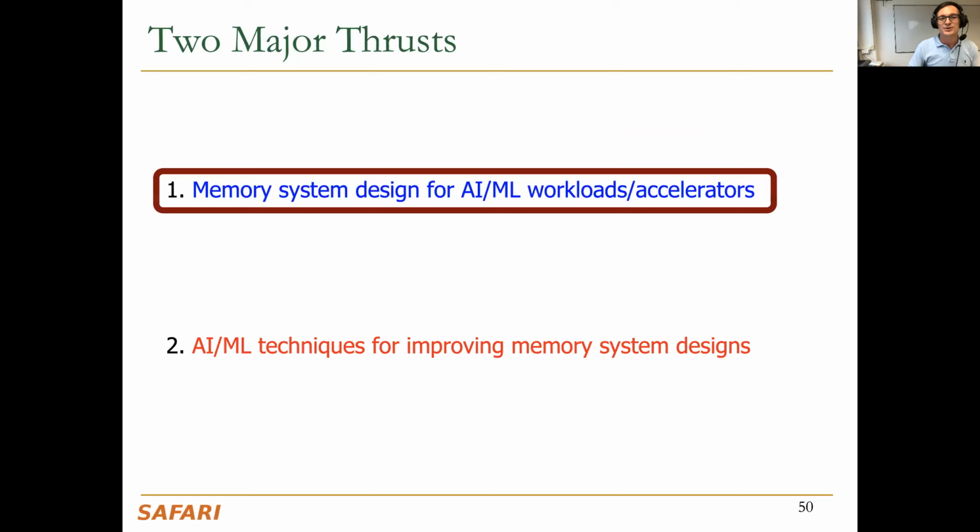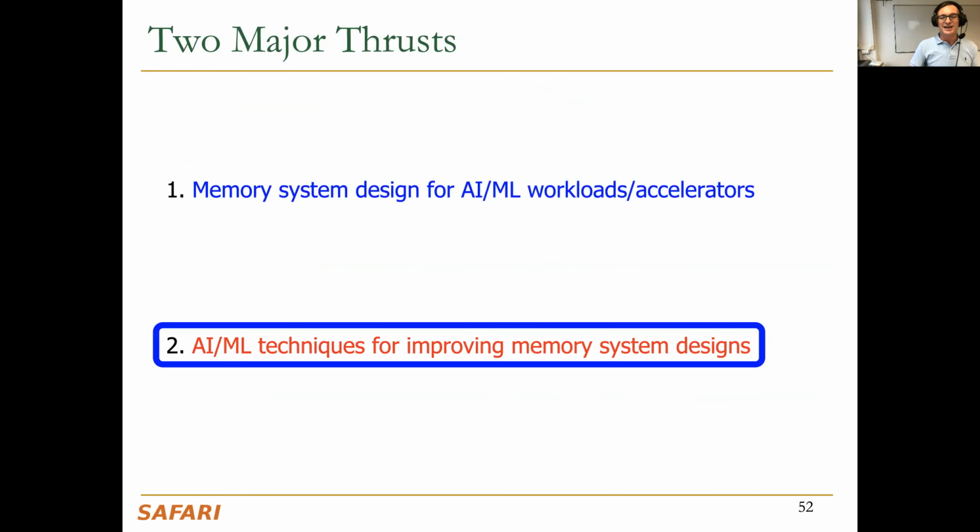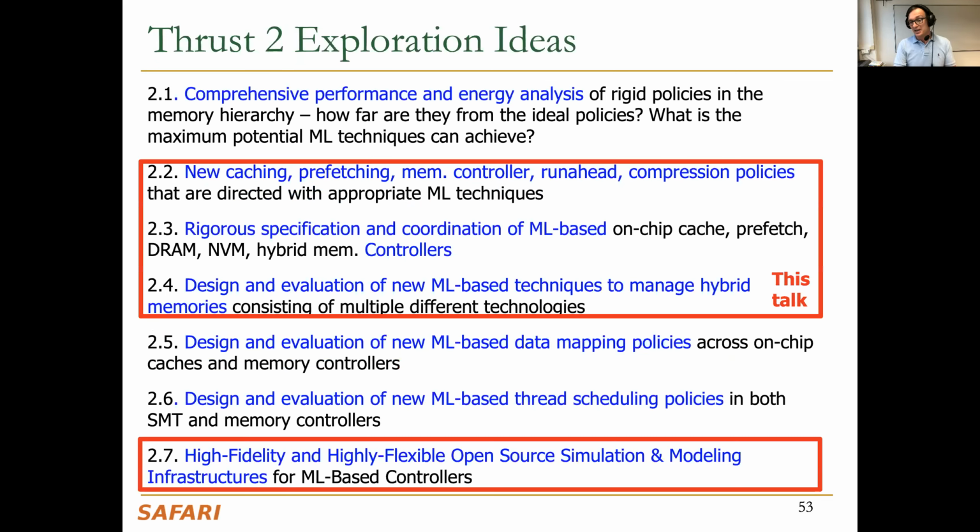Now, let me jump into what we're doing in this task and some recent results. Essentially, we have 2 thrusts: memory system design for AI/ML and AI/ML for memory system design. And we've been exploring a lot of ideas. I will go into some of them, but we will not have time to cover everything. But the slides can help you navigate.